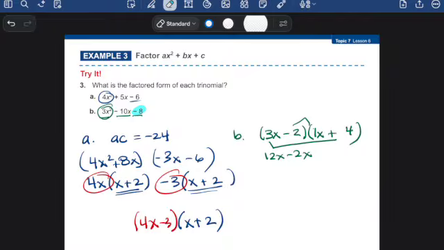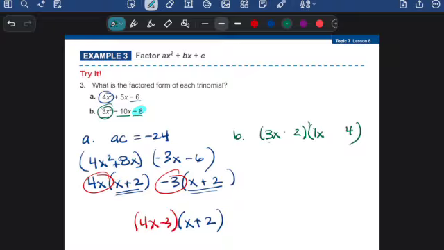Okay, we're so close. We've got the right number. We don't have the right sign. So that means we need to change the signs. Positive and negative. Let's check. 3x times negative 4 is negative 12x. 2 times 1x is positive 2x. That will give me negative 10x. And there you've got your factored form.